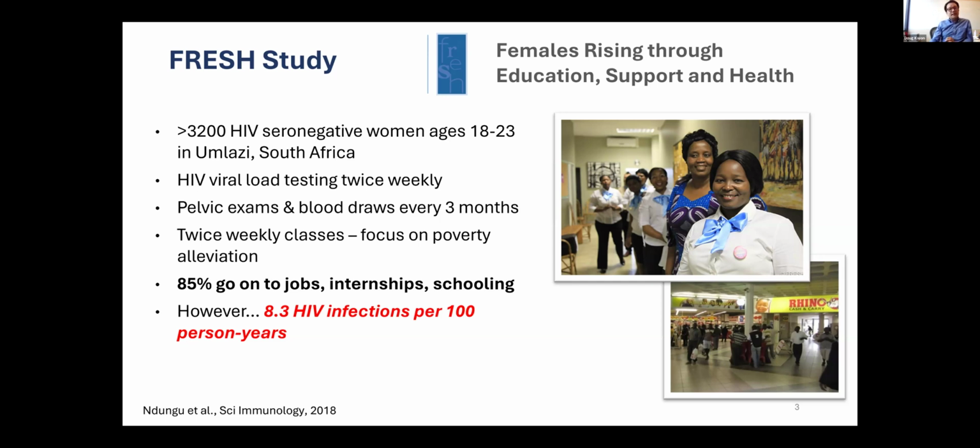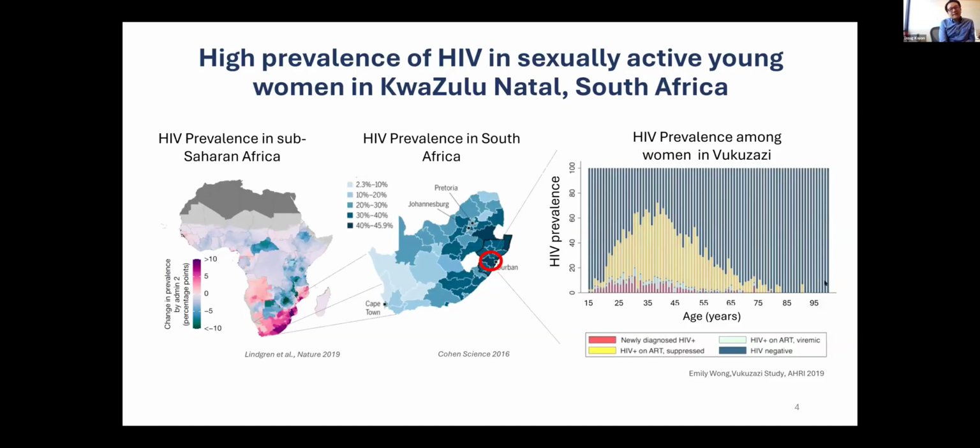So to give you a better sense of that, within sub-Saharan Africa, South Africa in particular has very high incidence and prevalence rates. And this region of KwaZulu-Natal, where the study takes place, has some of the highest rates within South Africa. In the Vukuzazi study, which was done within a region in KZN, they went door to door and tested almost half of the people living in this catchment area, about 20,000 people. And what they saw was that in young women in their late teens, early 20s, and then all the way into their 30s, HIV prevalence rates exceed 60%. So that period in the late teens and early 20s is a period of enormous vulnerability for HIV acquisition.